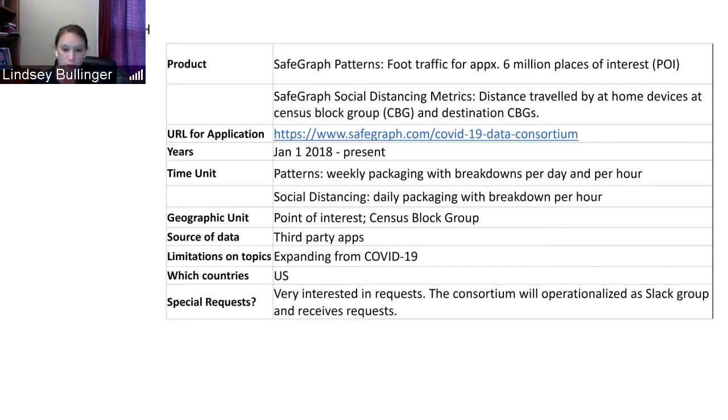SafeGraph produces its data from a variety of third-party apps. So these are apps that have their location trackers on, and SafeGraph compiles the data using all of those different apps. For now, SafeGraph is limited to the US, and they are still, as I understand, receiving requests and interested in requests, particularly regarding COVID-19 related research.